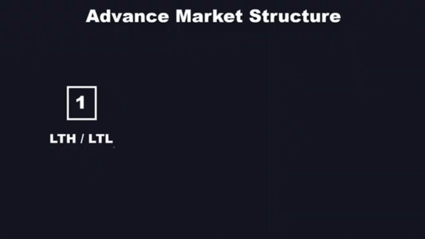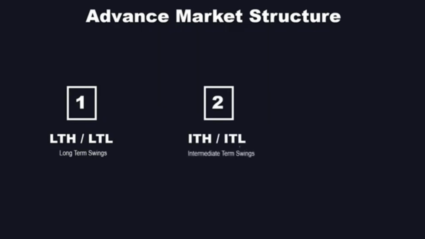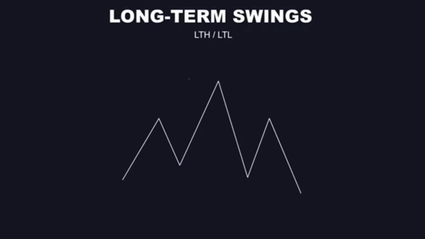First, long-term highs and long-term lows, which we call long-term swings. Second, intermediate-term highs and intermediate-term lows, which we call intermediate-term swings. And thirdly, short-term highs and short-term lows, which we call short-term swings. The most important among all these is the intermediate-term swings.